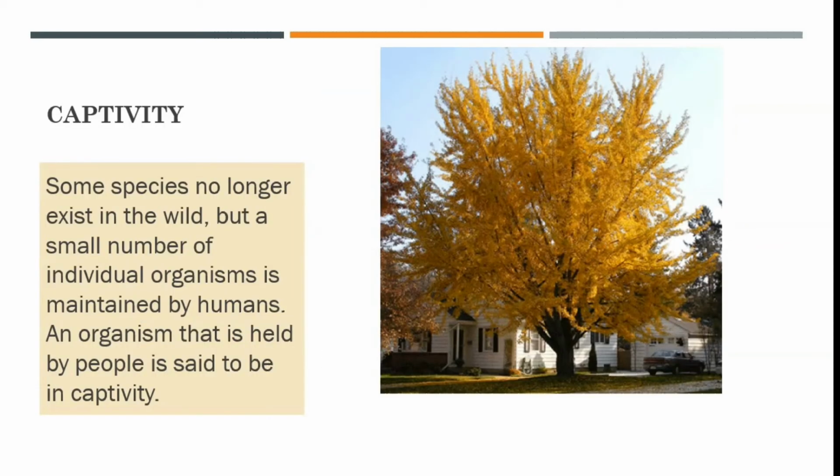Captivity. Some species no longer exist in the wild, but a small number of individual organisms is maintained by humans. An organism that is held by people is said to be in captivity. The ginkgo tree that you see in the photograph is an example of a species surviving extinction because it was kept by people.